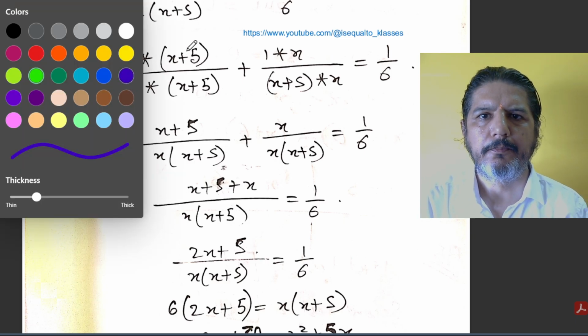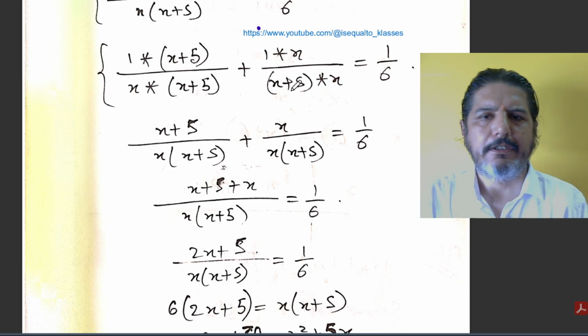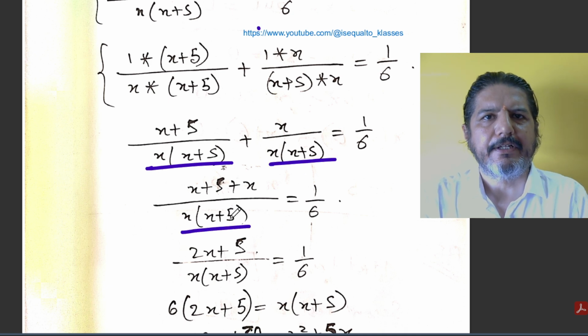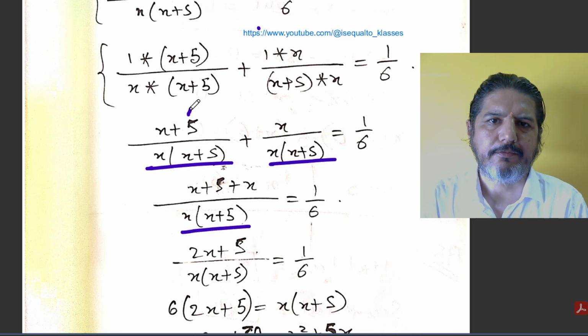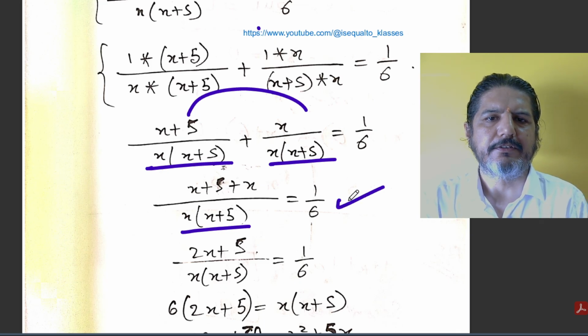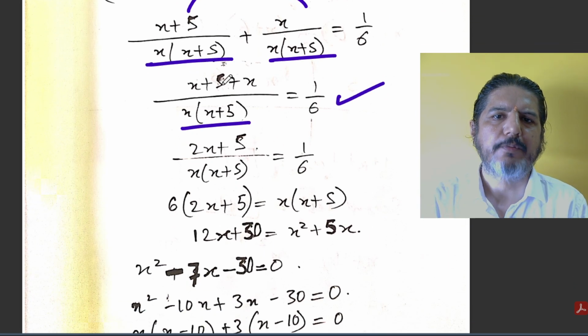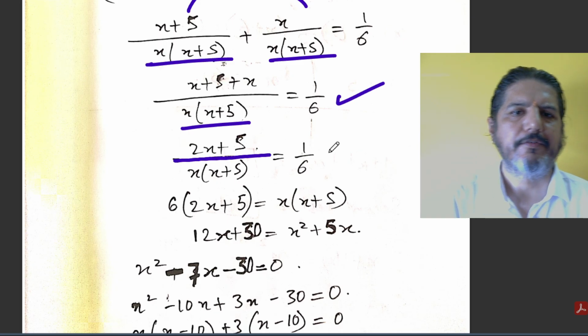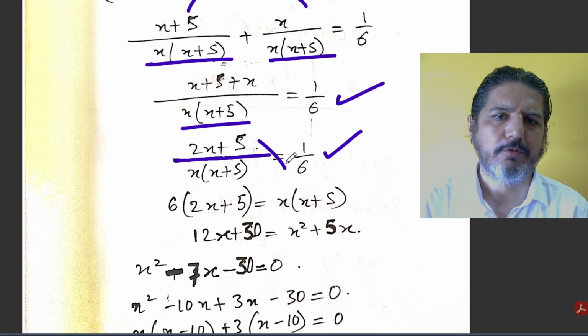So let's continue. Once I have reached this stage, now they have become like fractions. The denominators are same. You just have to add the numerators. x plus 5 plus x is equal to 1 by 6. So this will be 2x plus 5 upon x into x plus 5 is equal to 1 by 6. And then you have to cross multiply.